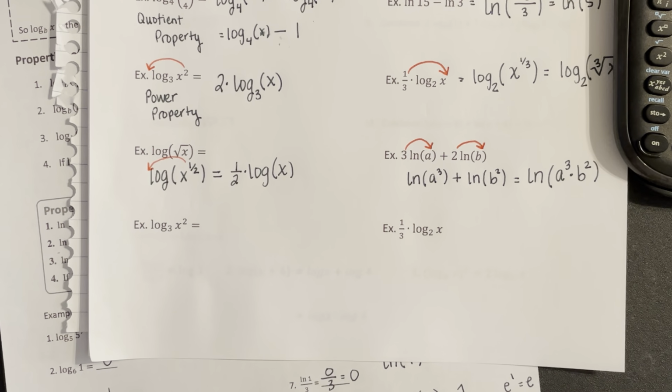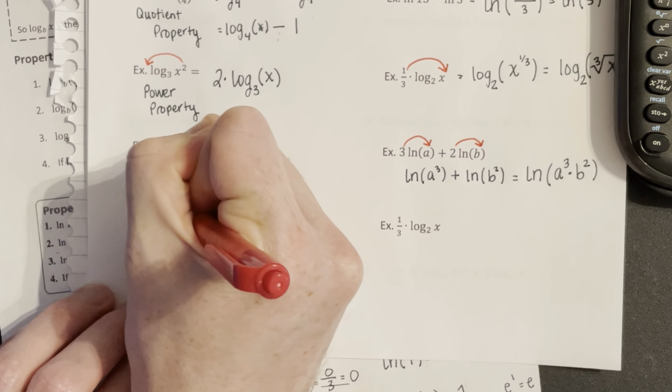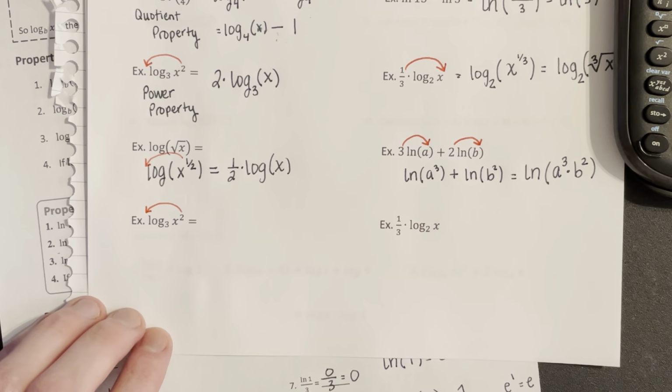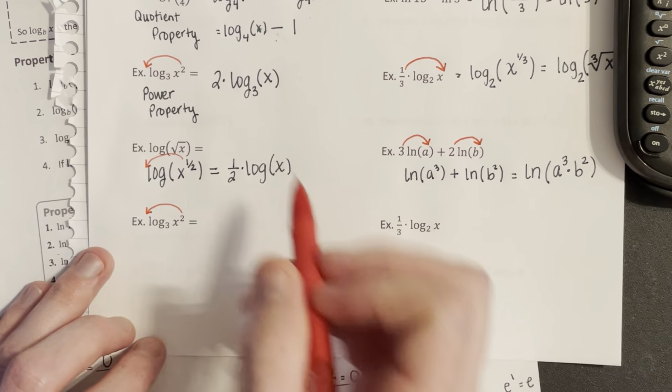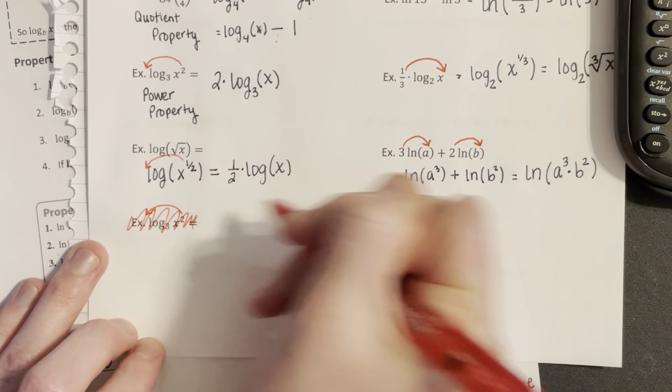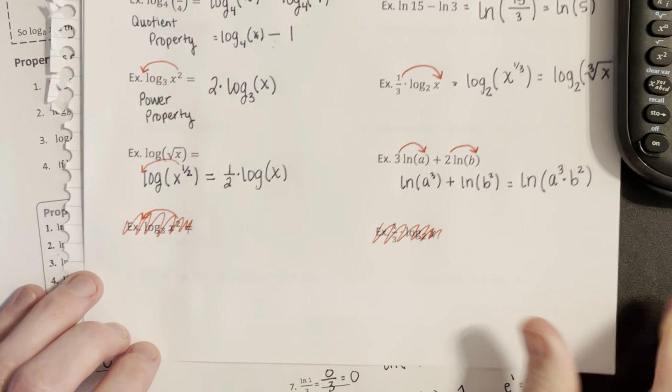Last row, we've got a 2 that we can bring out front. Actually, this is the same one as what we had, so let's ignore that. Sorry about that.